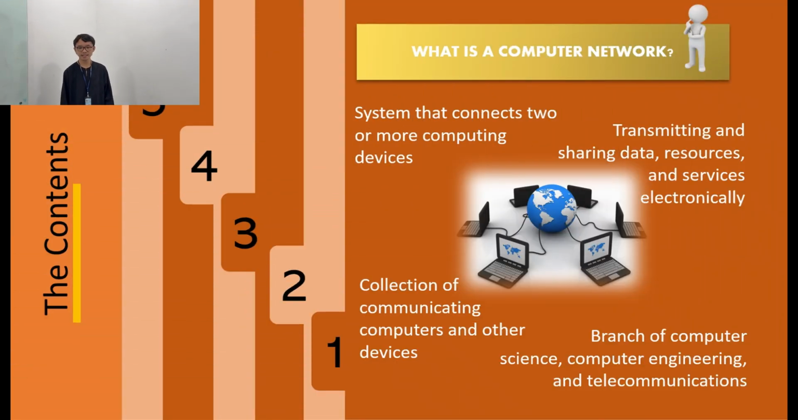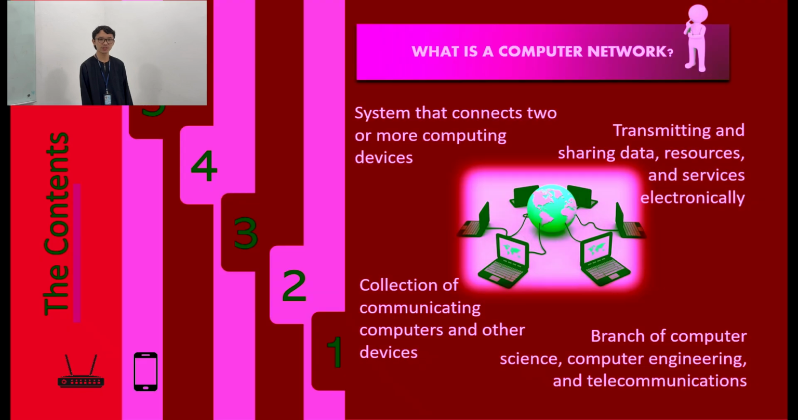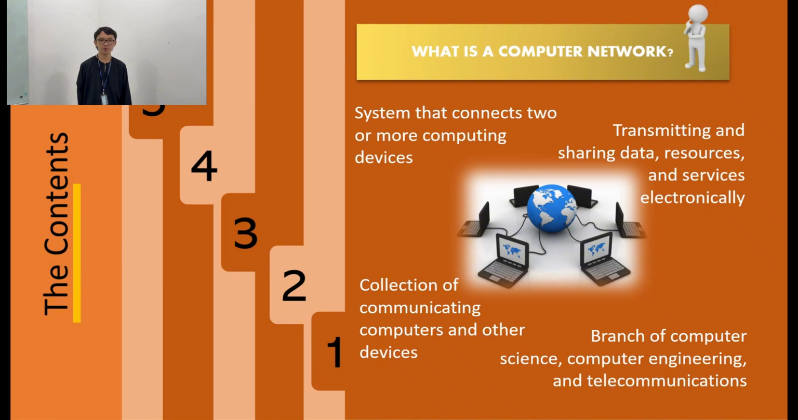Computer network is a system that connects two or more computing devices for transmitting and sharing data, resources, and service electronically. It is a collection of communicating computers and other devices such as modems, smartphones, and computers. It may be considered as a branch of computer science, computer engineering, and telecommunications since it relies on the practical and theoretical application of the related disciplines.